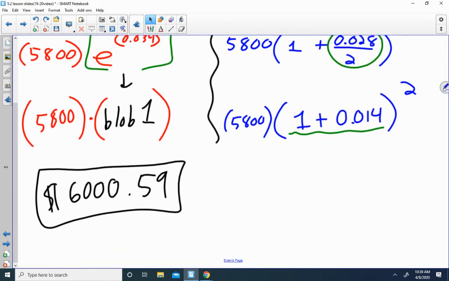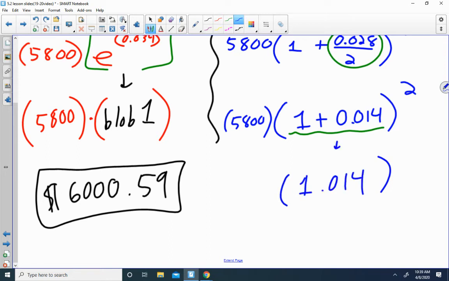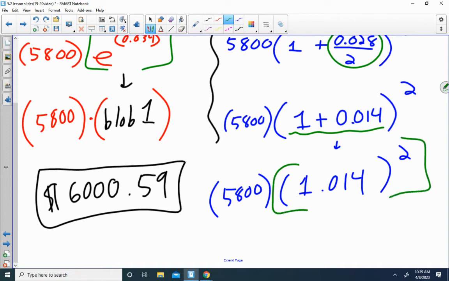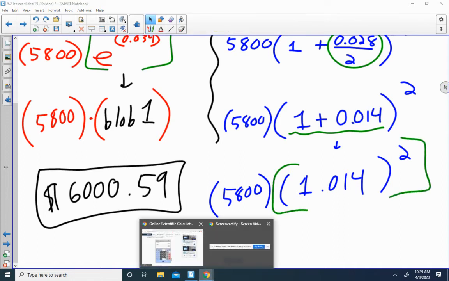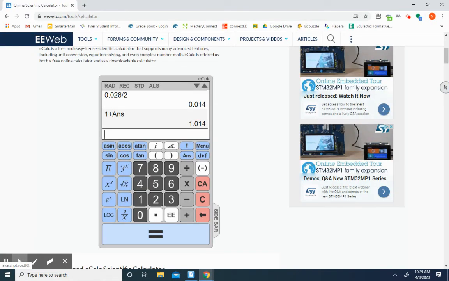Go down a little bit. So this will become 1.014, still raised to the power of 2, multiplied by 5,800. All right, so parentheses are done. Follow the next part of PERMDIS. We got to do exponents first. So now I got to do 1.014 to the power of 2. So I'll do previous answer, raise that to the power of 2, and that's going to give me that. And again, I'm kind of lazy, so I'm going to go ahead and call that blob 2.